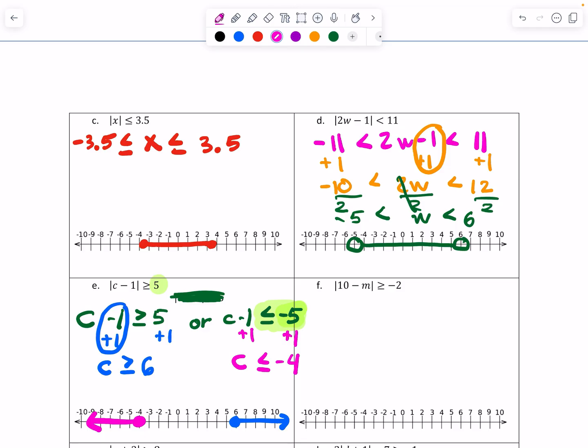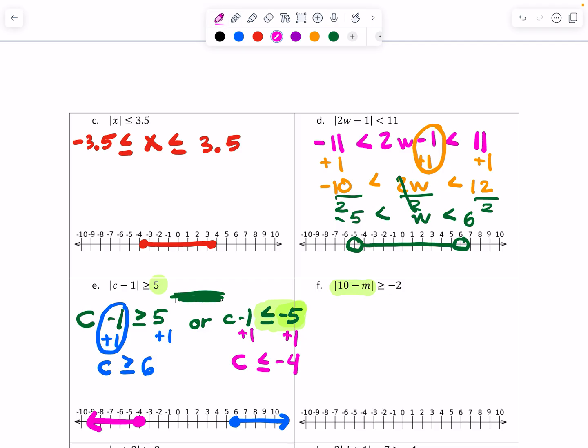Next one, the absolute value of T minus M has to be greater than or equal to negative 2. Okay, think about this because I got that negative number, right? Absolute value of a number is always not negative, right? It's always 0 or bigger. So when is this going to be greater than or equal to negative 2? Well, because it's always going to be 0 or bigger, and that's bigger than negative 2.